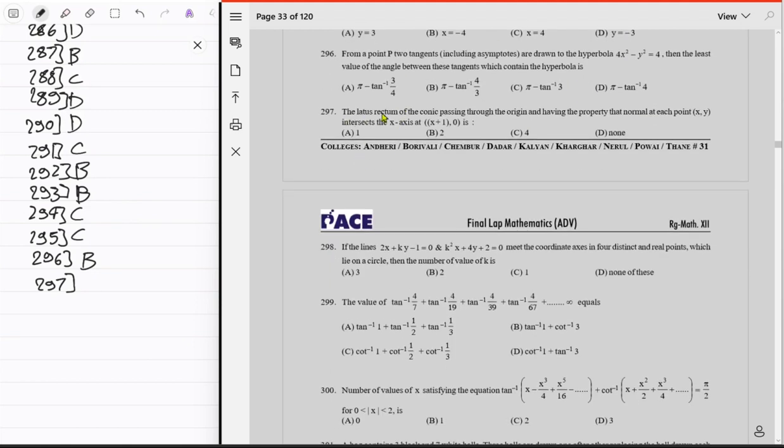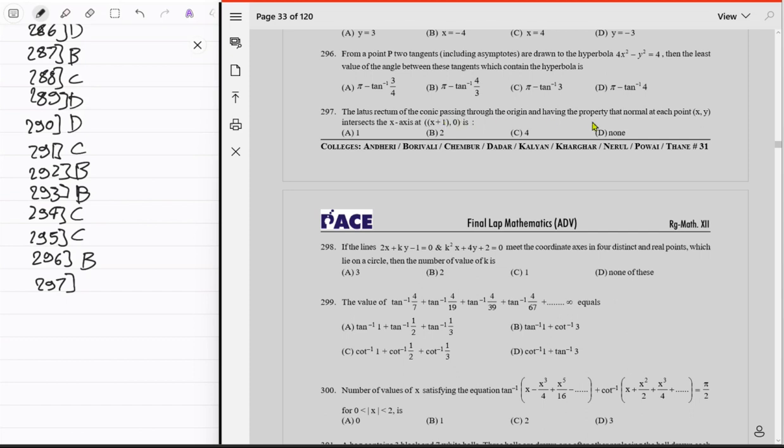Okay, 297. The latus rectum of the conic passing through the origin and having the property that the normal at each point x comma y intersects the x-axis at x plus 1 comma 0.